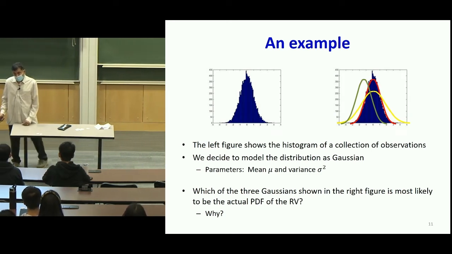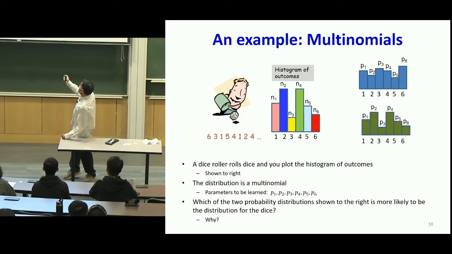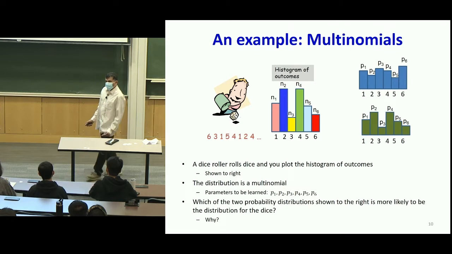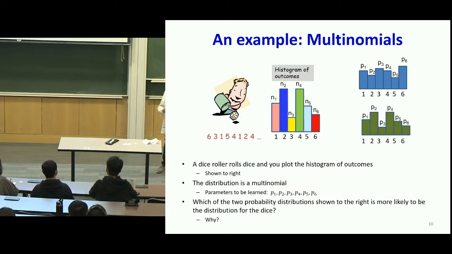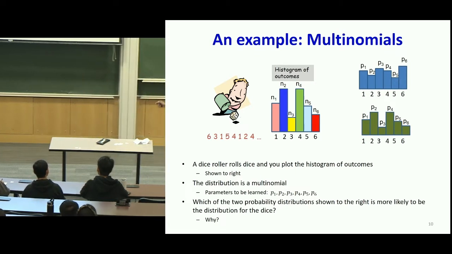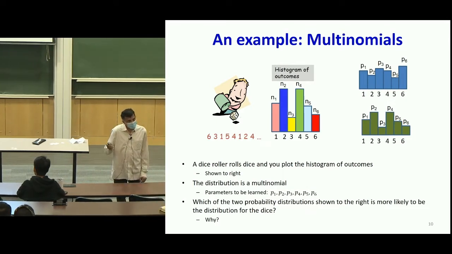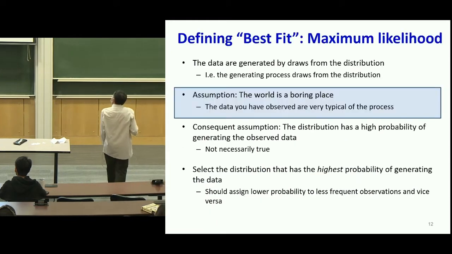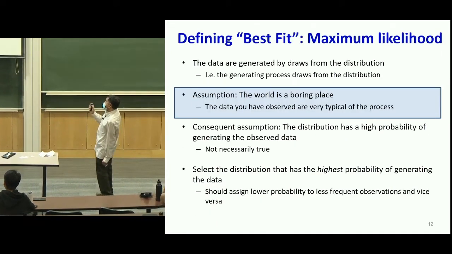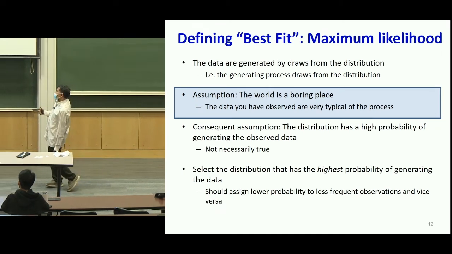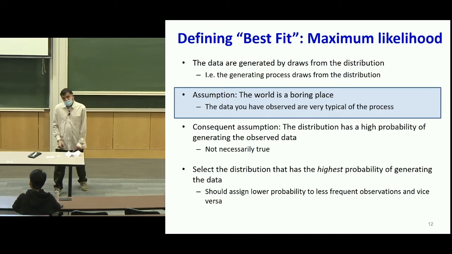So objectively, this one is assigning lower probability to events that are less frequent and higher probability to events that are more frequent. In other words, this data looks like the kind of data that this distribution could generate under normal circumstances, right? And so the assumption we'll be making over here is that these data are generated by draws from the distribution. So the generating process draws data from the distribution.